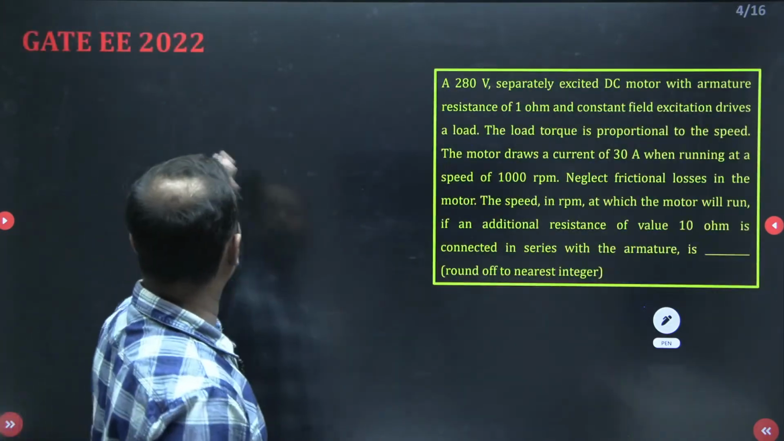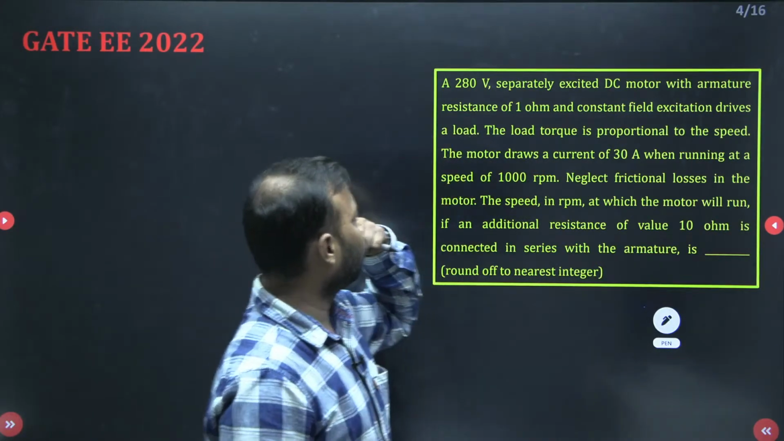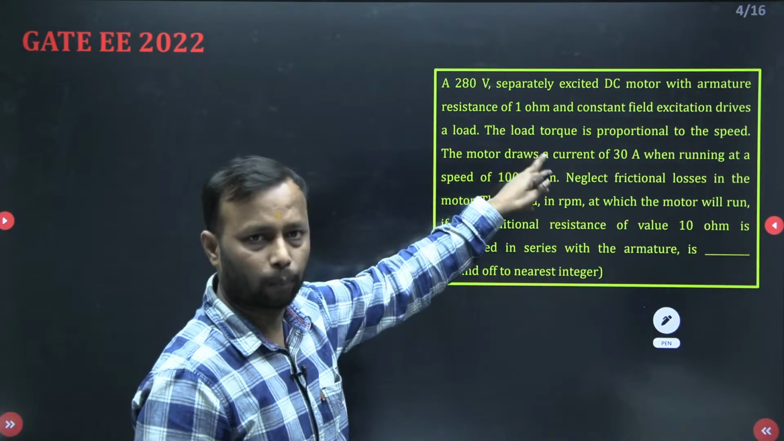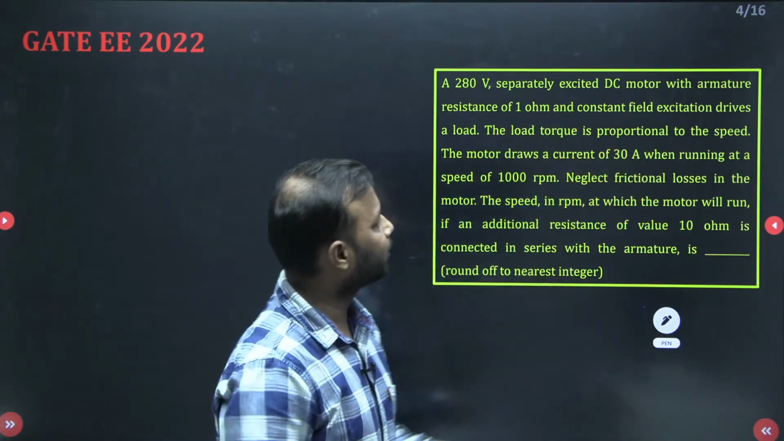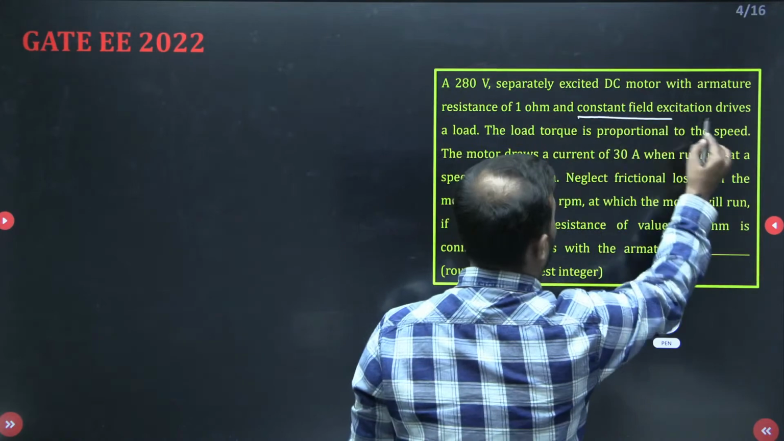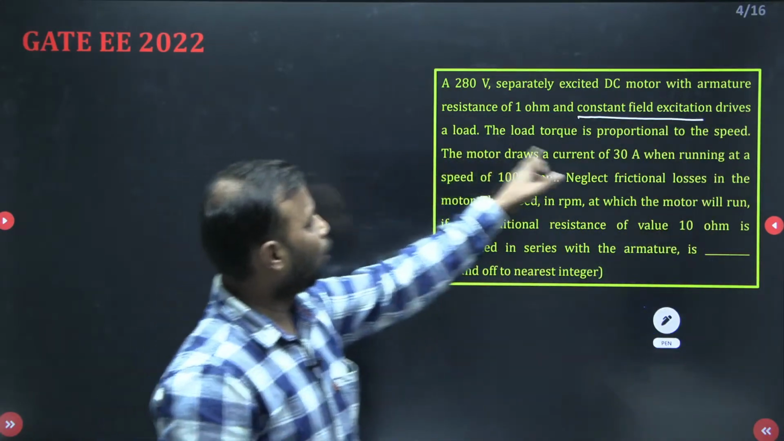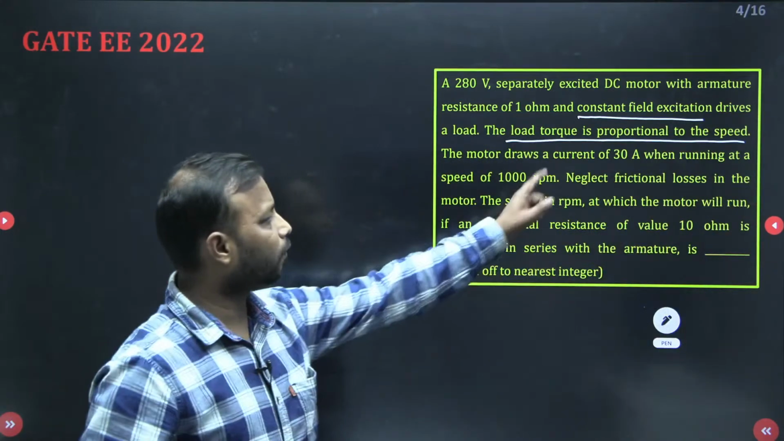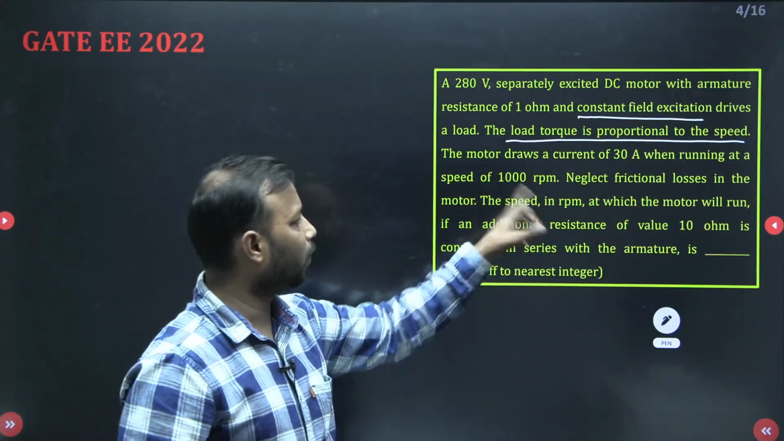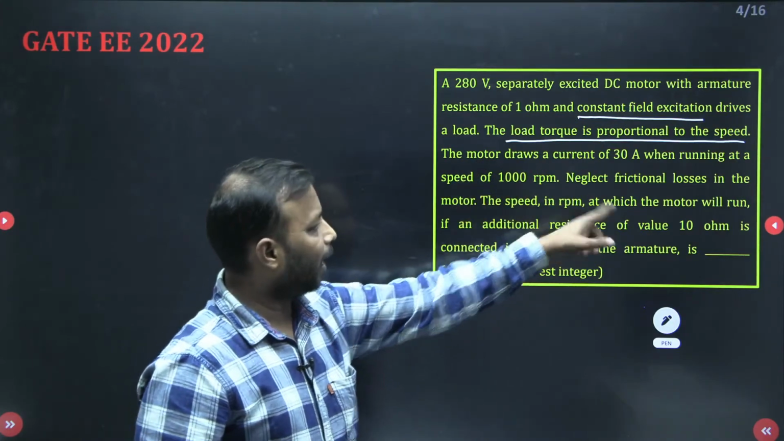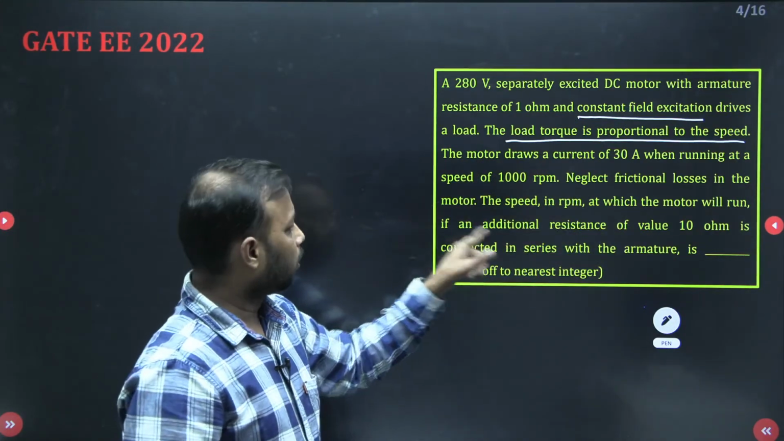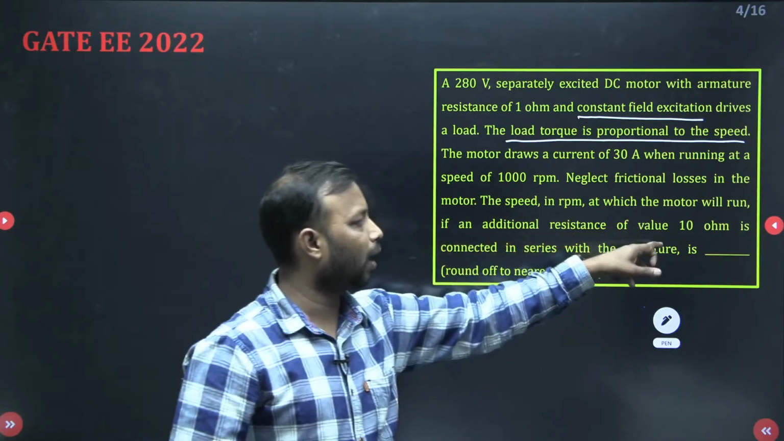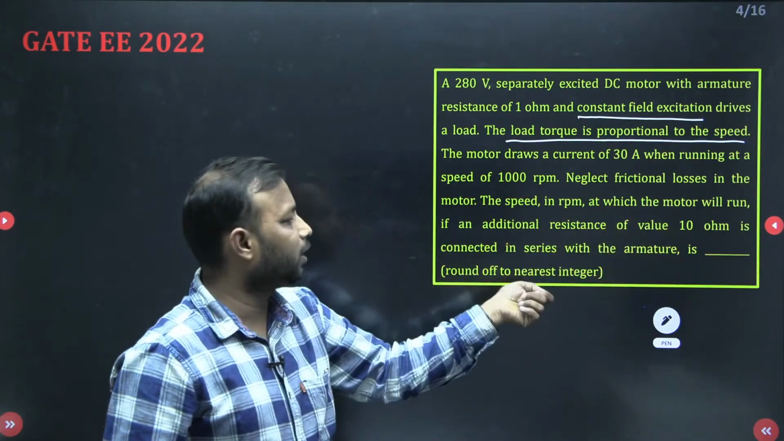Let us move on to the next question. A 280 volt separately excited DC motor with an armature resistance of 1 ohm and constant field excitation, it is very important line, drives a load. The load torque is proportional to the speed. The motor draws a current of 30 ampere when running at a speed of 1000 rpm. Neglect the friction losses in the motor. The speed in RPM at which the motor will run if an additional resistance of value 10 ohm is connected in series with the armature.